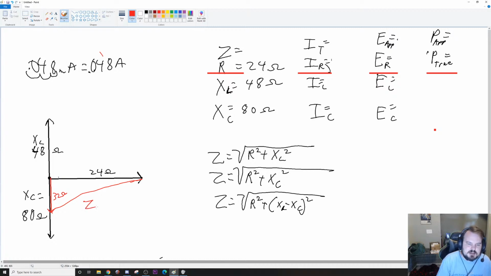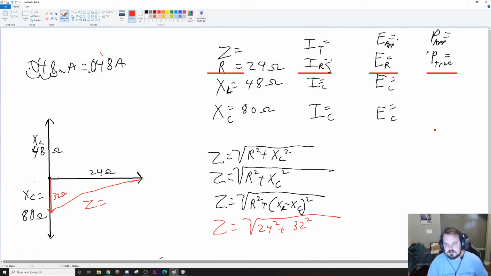And we need to find Z. Well, in this case, we've already done the X of L minus XC. We got 32. So we just need to do Z equals the square root of 24 squared, which is our resistance, plus 32 squared, which is our X of L minus XC.